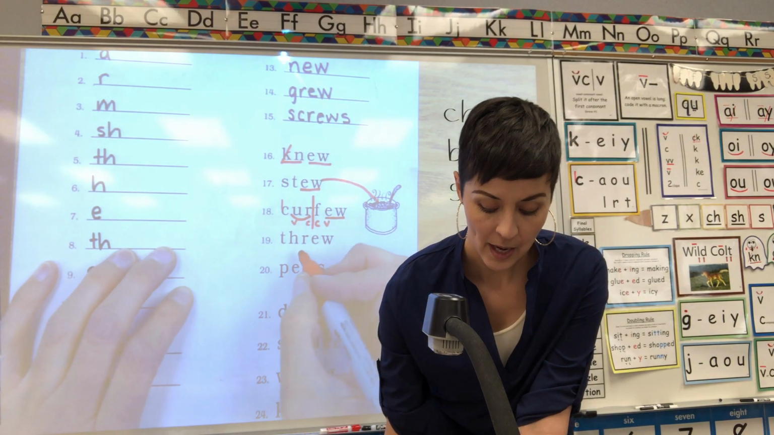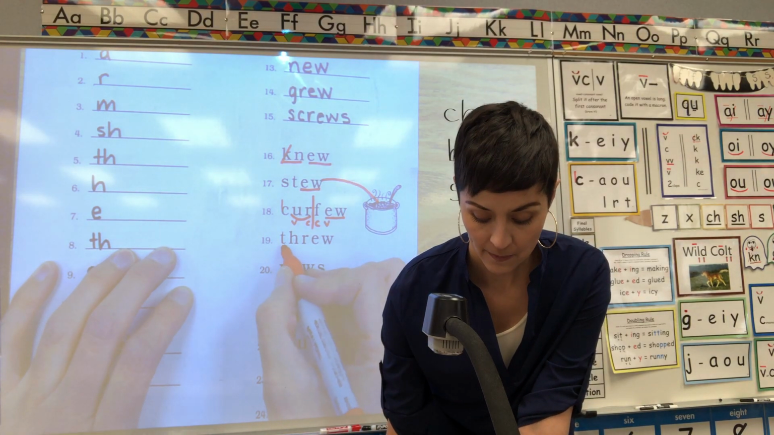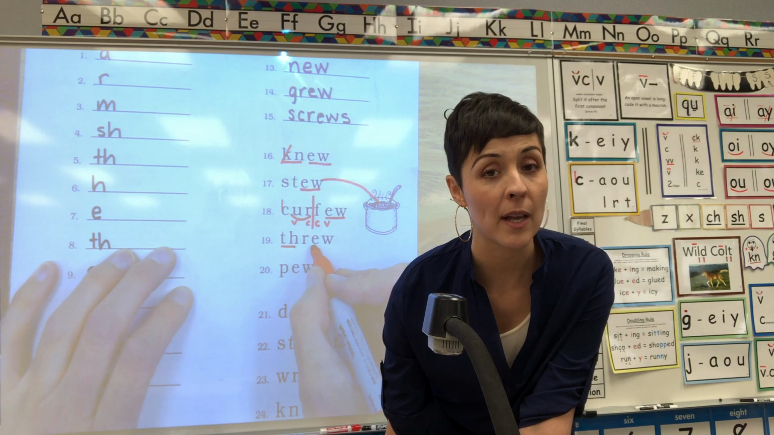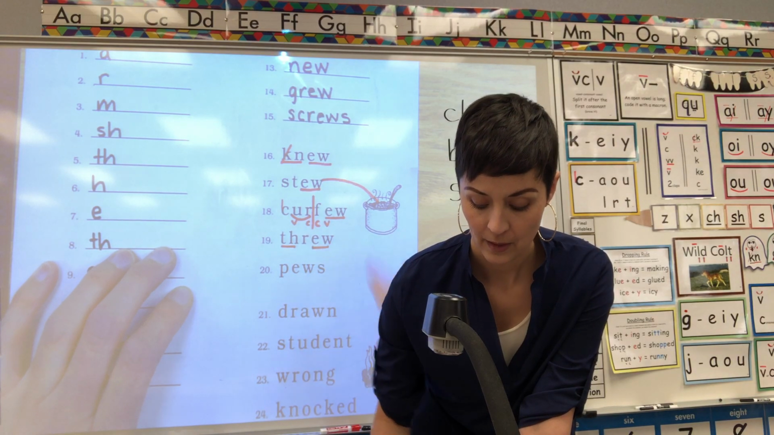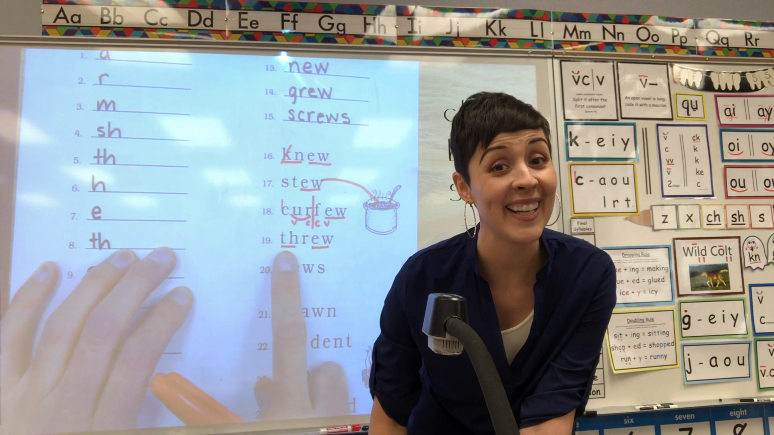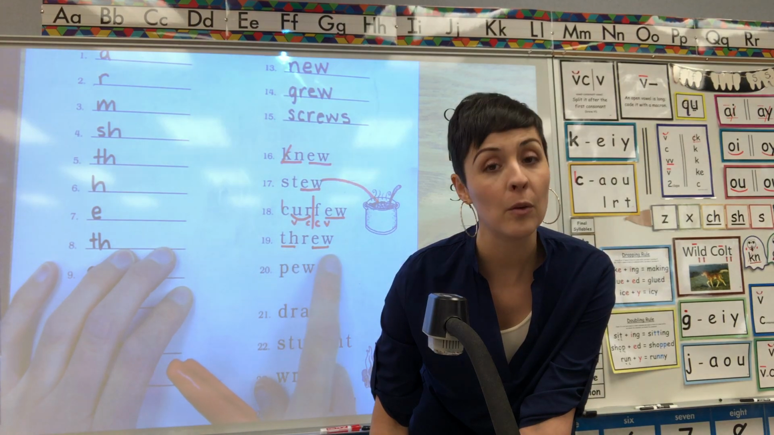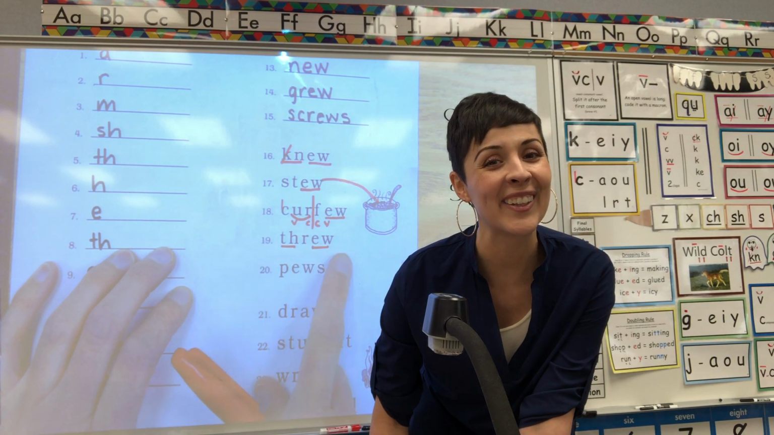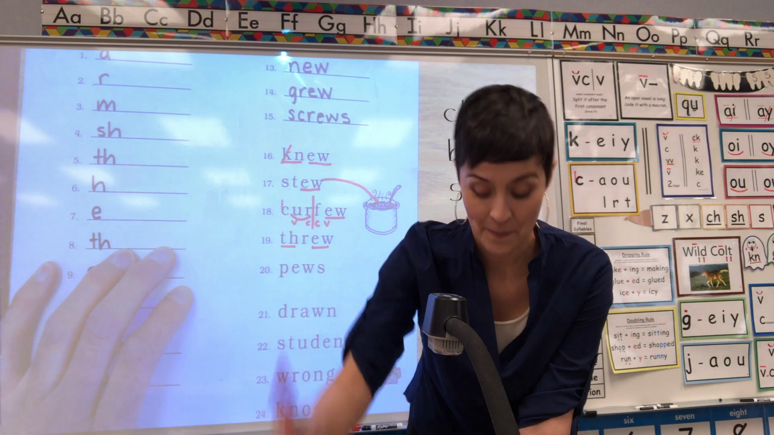Curfew. 19, digraph TH, underline. Digraph EW says ooh, underline. And let's read it on TH. Get ready. Ooh, what word? Through. Like I threw the ball.